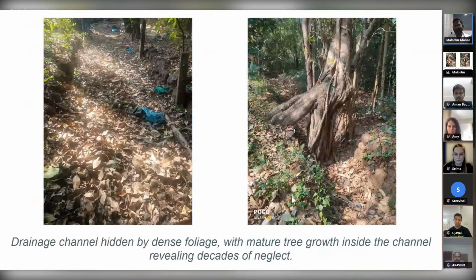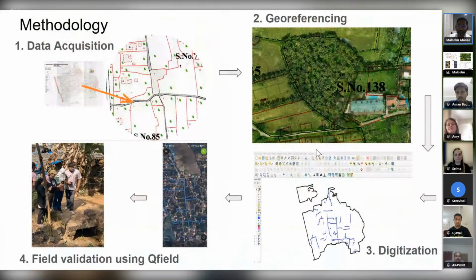Just before that, you can see here some more pics of the drainage system. In places where we visited, we saw 1 meter, 2 meter depth, but here you can see it's hardly a foot. And here you can see a mature tree which has grown right inside, telling us about how long this has been like this, neglected. So that's why we looked at this case study to try and identify this drainage system.